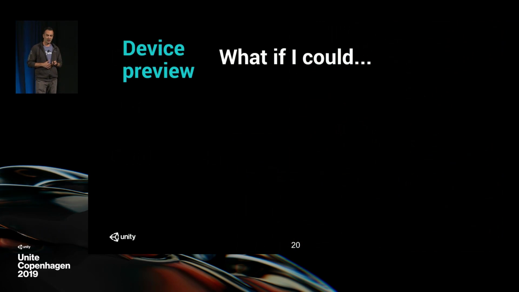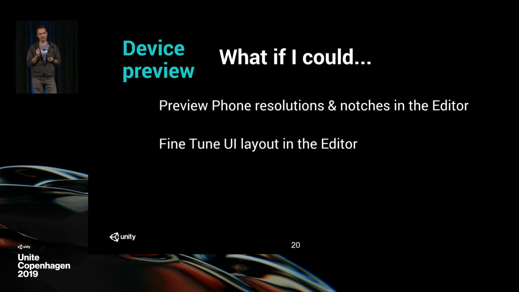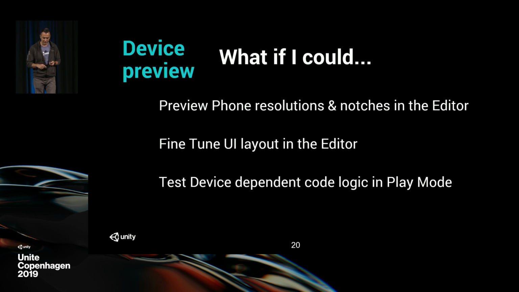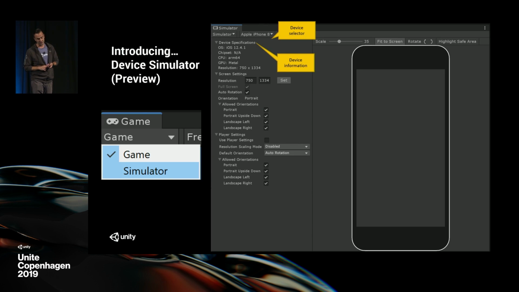And so would that be great if I could preview phone resolution and notches in the editor? Or if I could fine-tune the layout of my UI based on all those different kind of resolution and notches. And finally, if I could as well test device-dependent code that I want to write, because I know that if I have such kind of phone, I want that phone to load that content. Or maybe I have other rules. If I know this kind of phone, I know I want to adjust the layout of my UI because I want to take advantage of the real estate that's offered. Well, I'm happy to announce today that we are releasing a device simulator in preview.